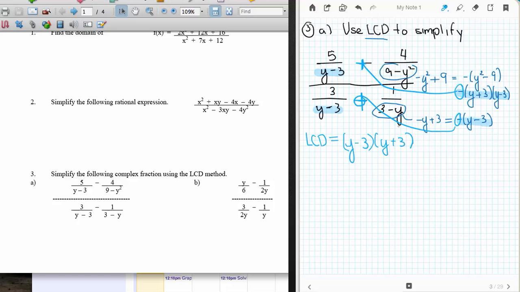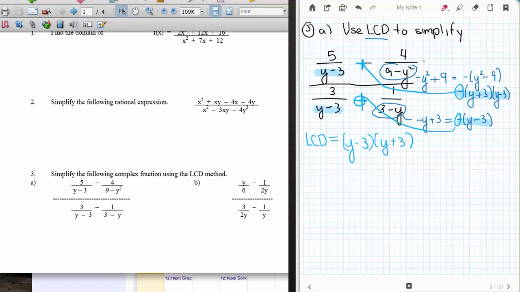That's going to be my least common denominator. Now what am I going to do with my least common denominator? Well, I'm going to multiply it by the top of the fraction and the bottom of the fraction, the fundamental theorem of fractions. And when I multiply, these are complicated, so it's going to distribute.